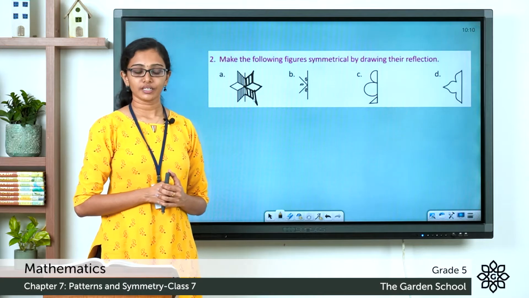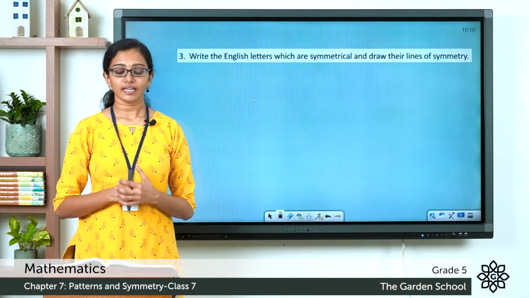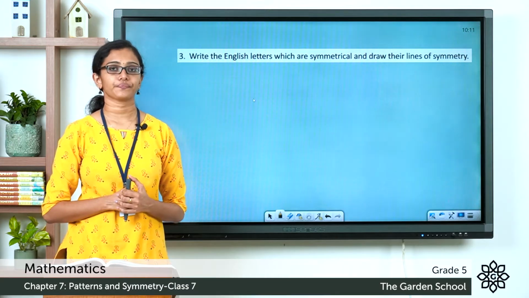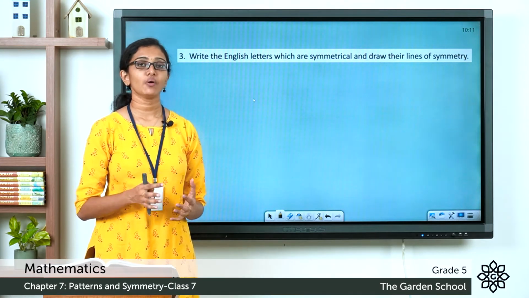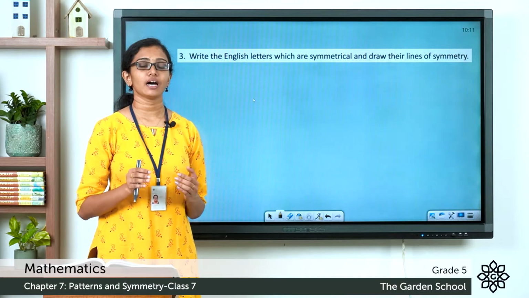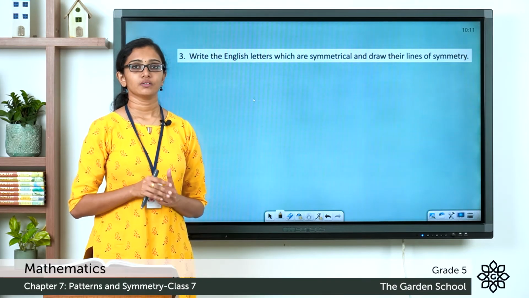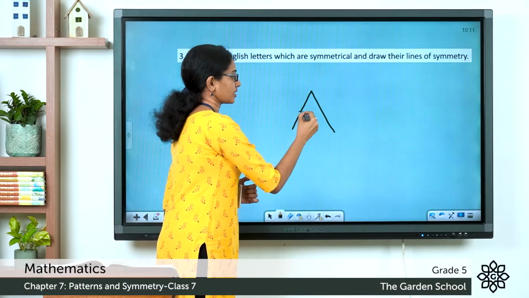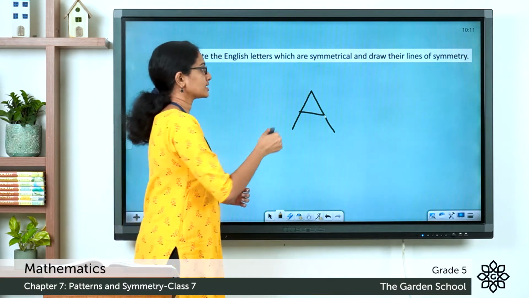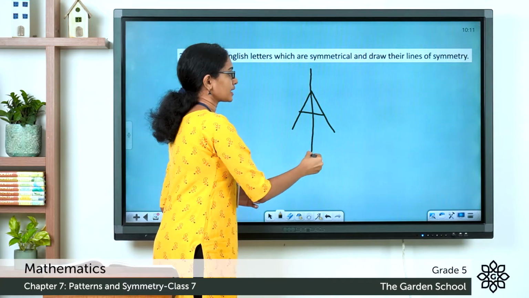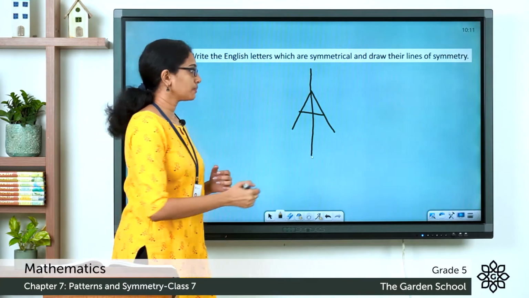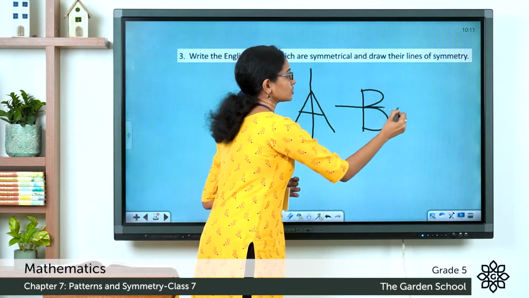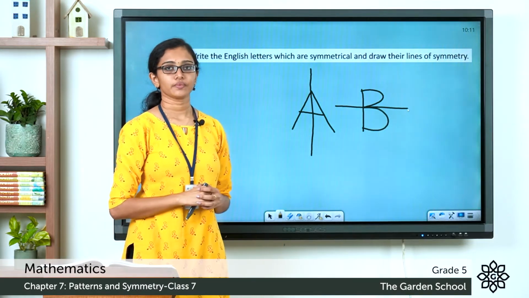Now let's move on to the third question. Write the English letters which are symmetrical and draw their lines of symmetry. We have already learned how a few letters in the English alphabet are symmetrical. For an example, let's take the case of letter A. This letter A is symmetrical through a vertical line of symmetry. What about B? See, the letter B is symmetrical through a horizontal line of symmetry.